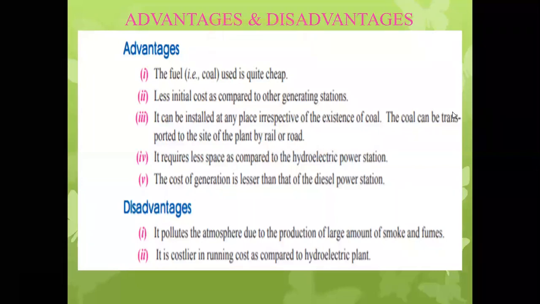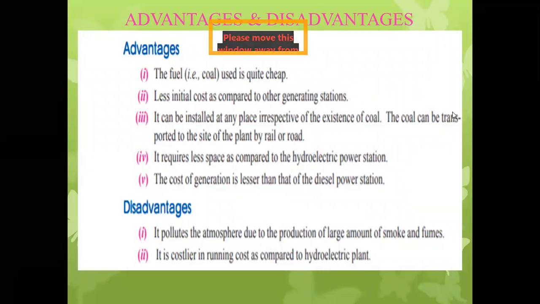In this place or nearby that site, there is no coal mine. Coal is transported from Madhya Pradesh and from the East Maharashtra region, like Nagpur, Chandrapur, Gondia. From these districts, the coal is transported up to the steam power station.